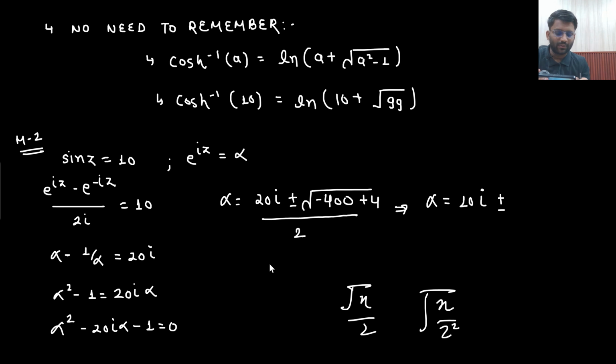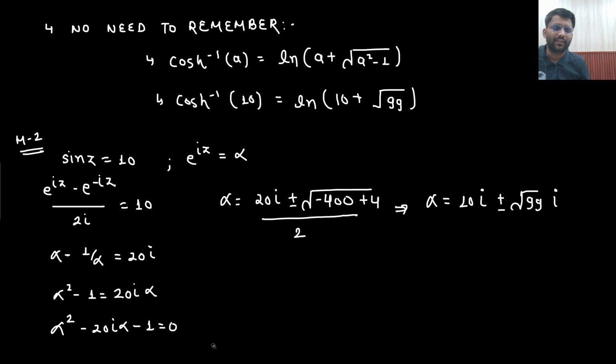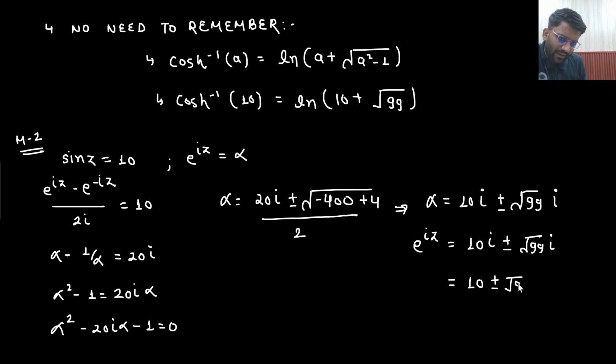And then take its under root. That will become under root 99. Under root 99 iota. This is what we are getting, right? This is the value of alpha we are getting. What is alpha? Alpha is nothing but e to the power iota z. 10 iota plus minus under root 99 iota. This is what we are getting, right? So here we are getting 10 plus minus under root 99 iota.